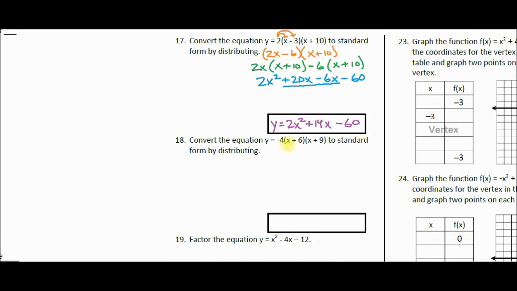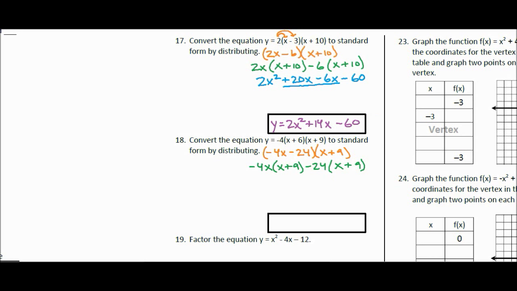Let's go through these steps. The first thing we're going to do is we're going to distribute the negative 4 into the first binomial. Negative 4 times x is negative 4x. Negative 4 times 6 is negative 24. That becomes a new binomial. We're going to multiply it by the x plus 9. Now we take the negative 4x. That's going to now distribute to the x plus 9. And then we have a negative 24. And that's going to distribute to the x plus 9.